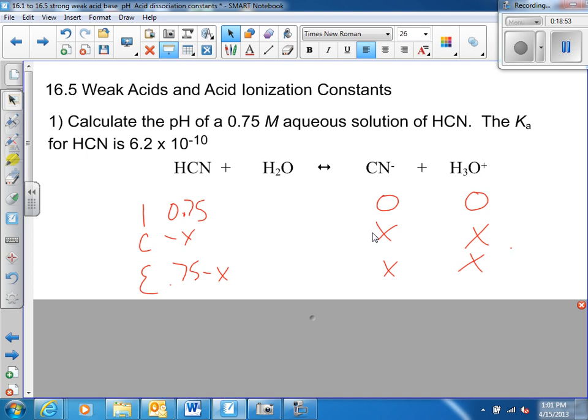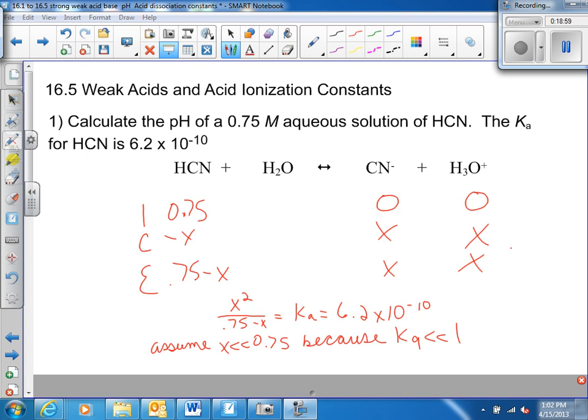Now I can do an equation: x squared over 0.75 minus x equals Ka. Okay, so I've written my equation right here. X squared, products over reactants, right here, products over reactants equals Ka. That's my definition for Ka. And I just substituted the Ka in.